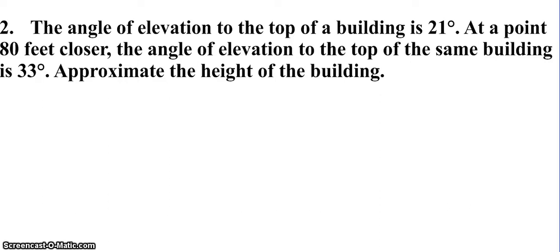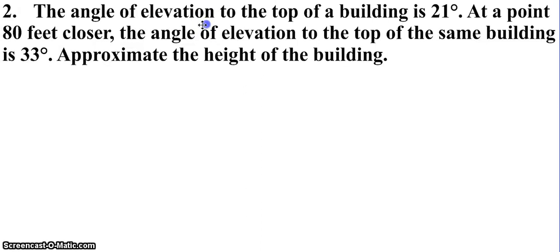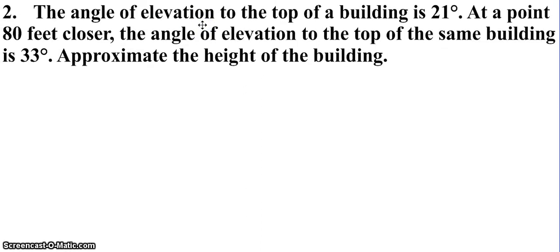Alright, next one. Angle of elevation to the top of a building is 21 degrees. At a point 80 feet closer, the angle of elevation to the top of the same building is 33 degrees. Approximate the height of the building. I do want to point out, we have done problems like this without the law of sines. So you can do this without the law of sines, or you can use the law of sines. It's up to you. It is a little bit quicker and easier to use the law of sines.